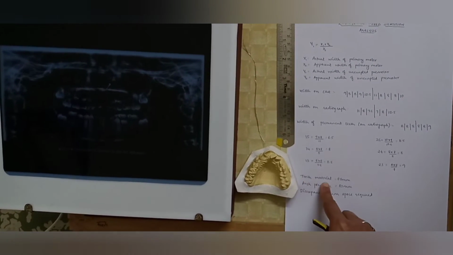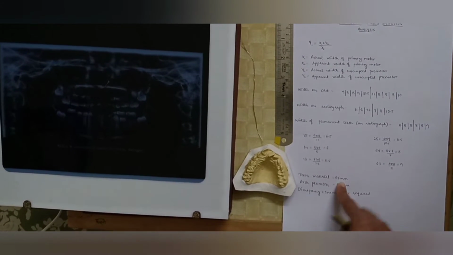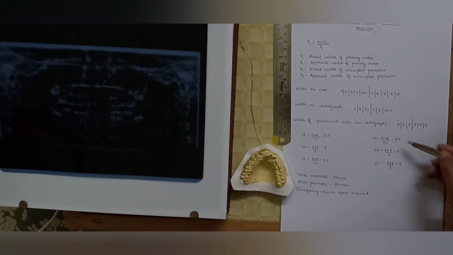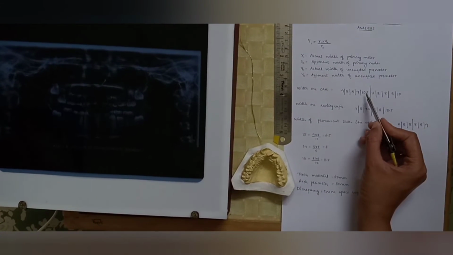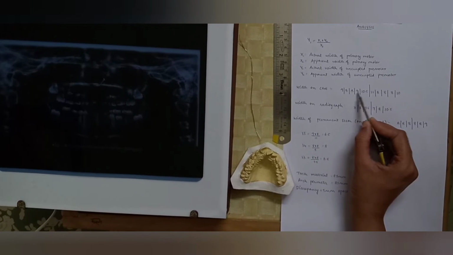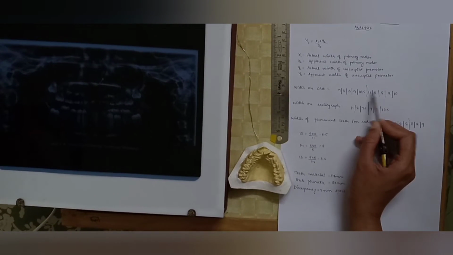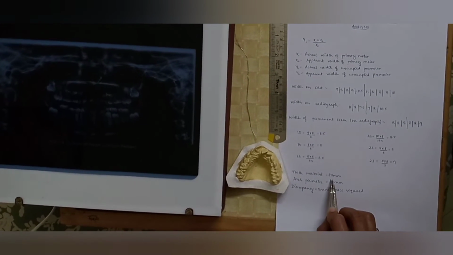And now how do we get the tooth material? Tooth material we'll get by adding all these three values plus these three values and the values of the permanent central incisors and the permanent lateral incisors in the oral cavity. So the total comes out to be 87 mm.